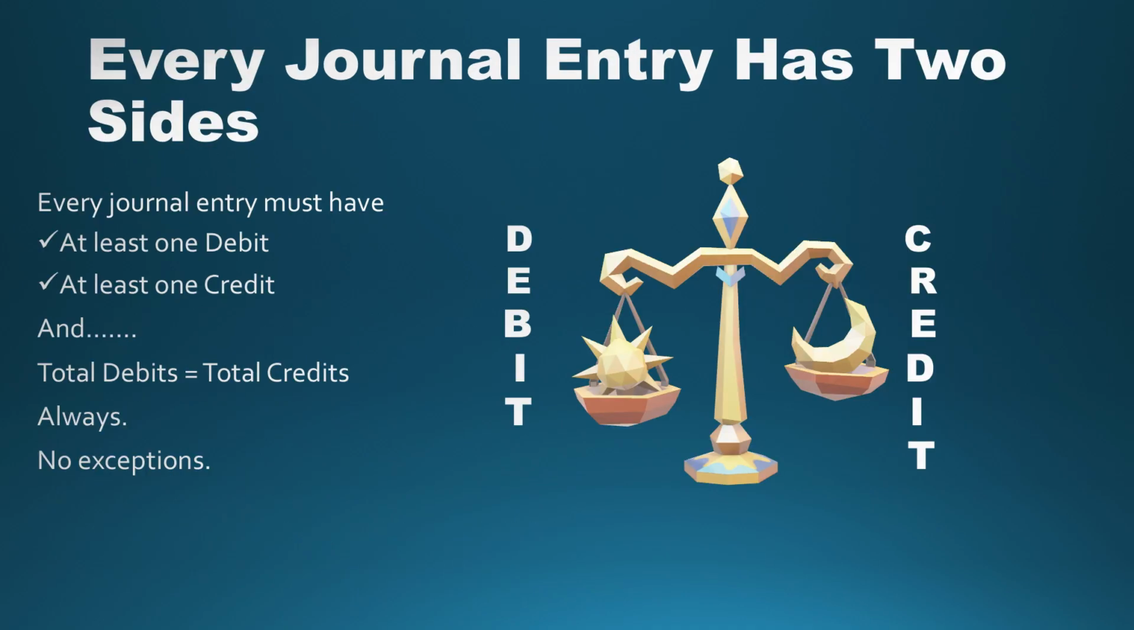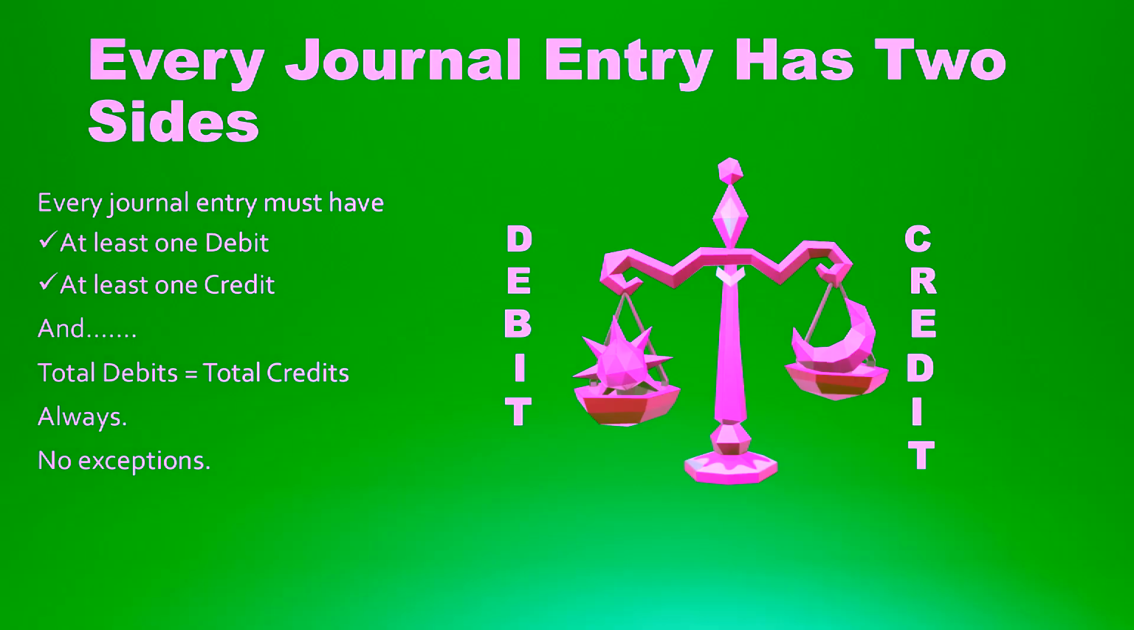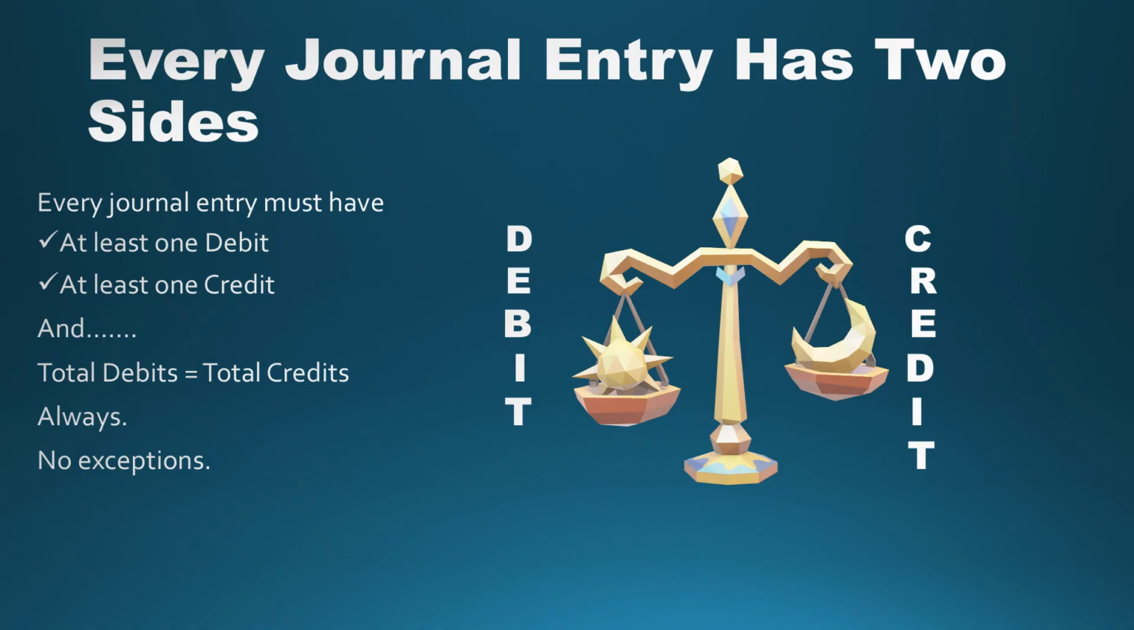Every journal entry has two sides. It must have at least one debit and at least one credit, which means it could be more than one debit or more than one credit. And total debit must be equal to total credit. Always, both sides must be equal. The entry you make on the debit side must be equal to the entry you make on the credit side. It must balance, no exceptions.